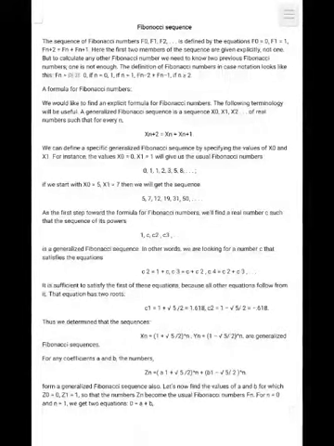One is not enough. The definition of Fibonacci numbers in case notation looks like this: f(n) is equal to 0 if n is equal to 0, 1 if n is equal to 1, f(n-2) plus f(n-1) if n is greater than or equal to 2. The formula for the Fibonacci number: we would like to find an explicit formula for the Fibonacci number.